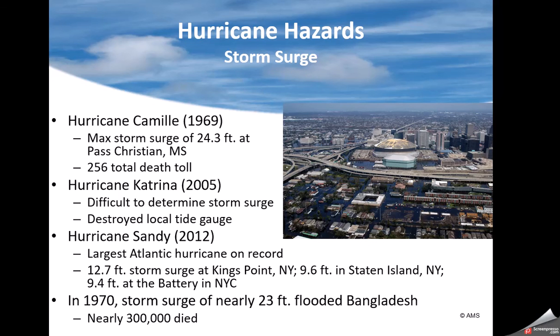Camille was one of the worst storm surges in history with 24 feet and also caused 256 deaths from that storm surge. Katrina, you really can't tell how much of a storm surge it had. They estimate over 20 feet in some parts of the New Orleans area. Sandy, almost 12.5 feet storm surge at Kings Point. That's a record.